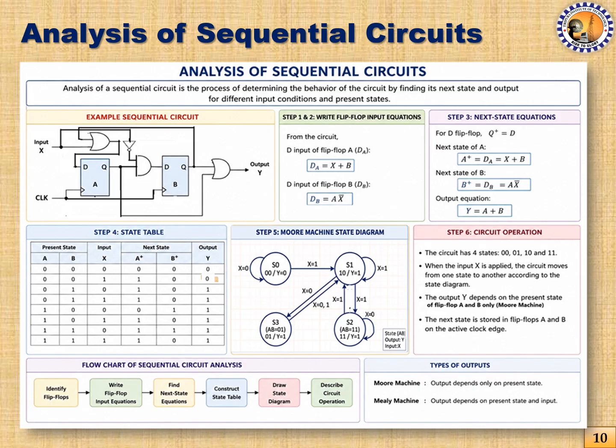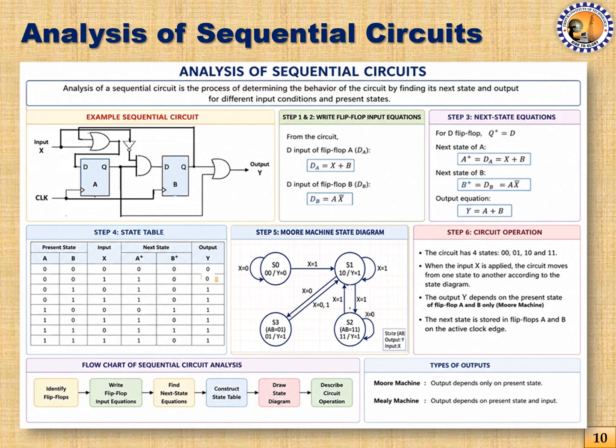So accordingly, the Moore state machine state diagram representation is given over here. If our present state is 0, 0, which is represented by this one, it is also called S0. Here the output is 0 in both cases. You can see here that the output in a Moore machine is indicated inside the state itself. If the input is 0, it will remain in the same state, and if the input is 1, it will move to the state 1, 0.